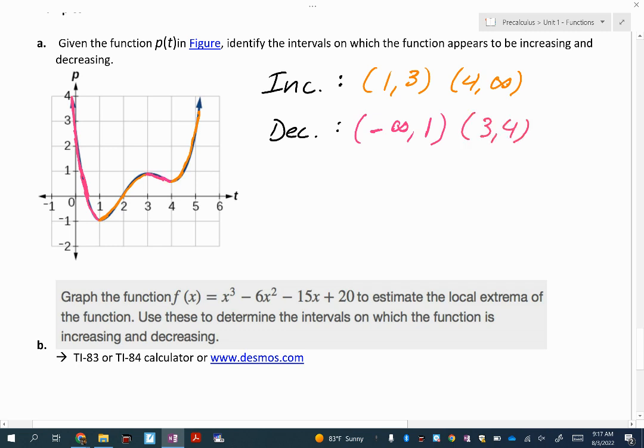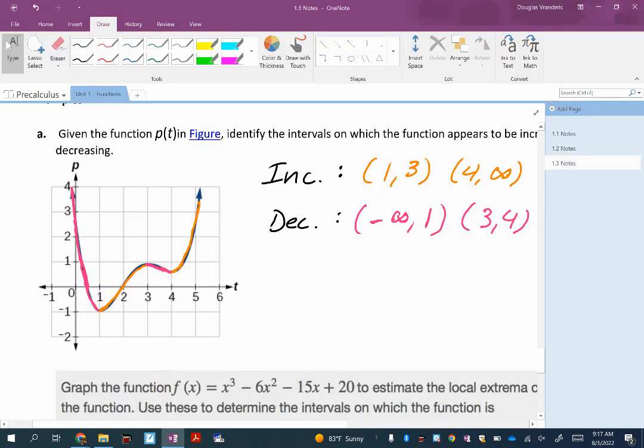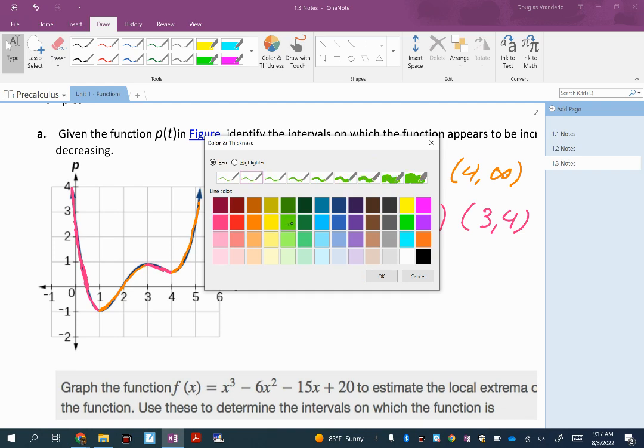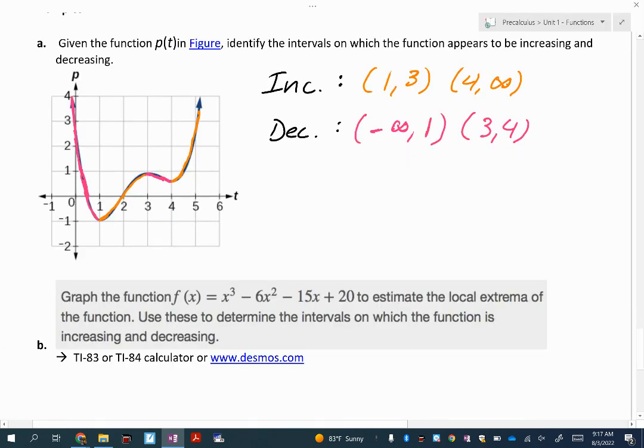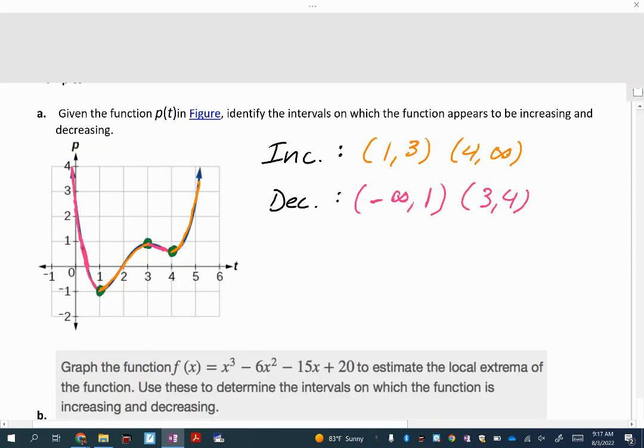Now, this problem doesn't ask us to find the local extrema, but again, your local extrema is going to happen when you're changing from your increasing to decreasing or decreasing to increasing. So right here we're changing, right here we're changing, and right here we're changing. So we'd actually have 3 points that would fall under the local extrema.